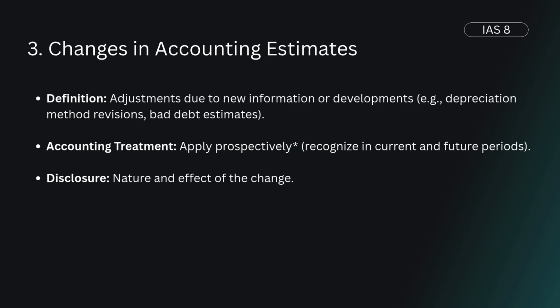Third component is changes in accounting estimates. Definition: adjustments due to new information or developments. For example, depreciation method revisions, bad debt estimates, etc. Now, accounting treatment: apply prospectively. Its disclosure: nature and effect of the change should be disclosed clearly.